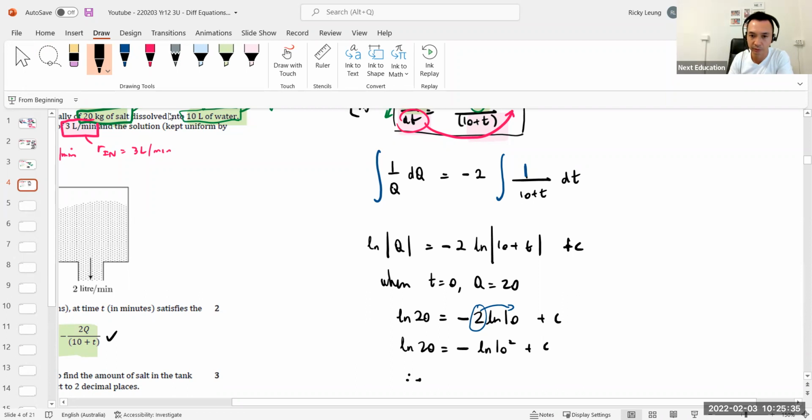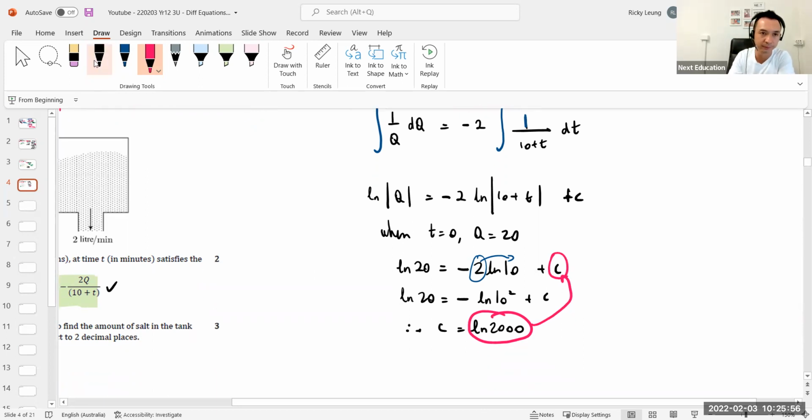Therefore, c equals ln 20 plus ln 100, so that's ln 2000. Is that right? ln 2000. Yeah, because I put it over. Cool. Let's sub that. Someone check the log laws for me. I hope he's right.